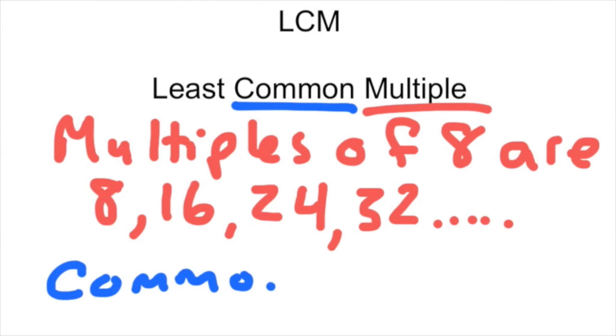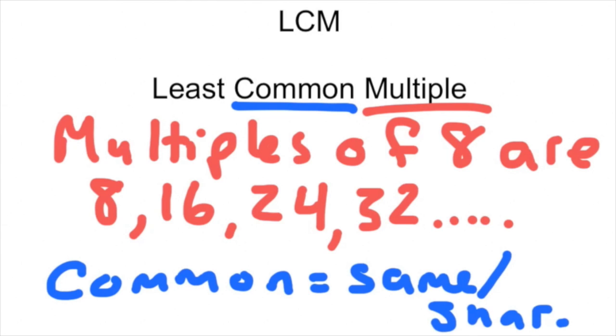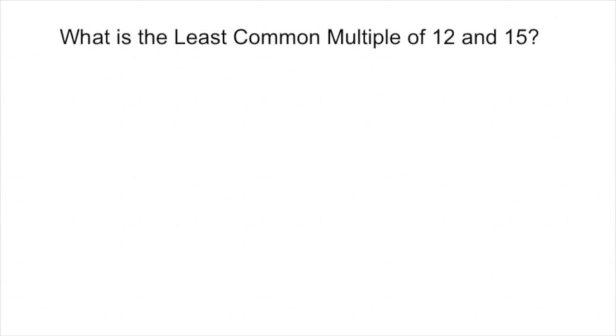Common means multiples that are going to be shared or are going to be the same. And least means smallest. Here's an example. What is the least common multiple of 12 and 15? One way to do this is to make a list of the multiples of each number and then find what's the same.